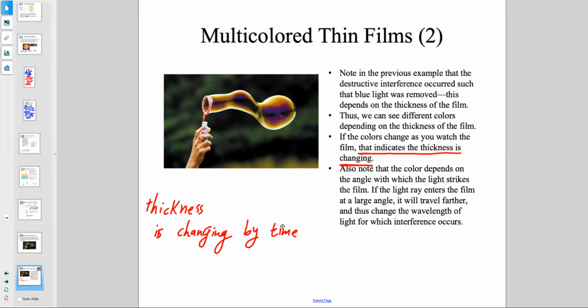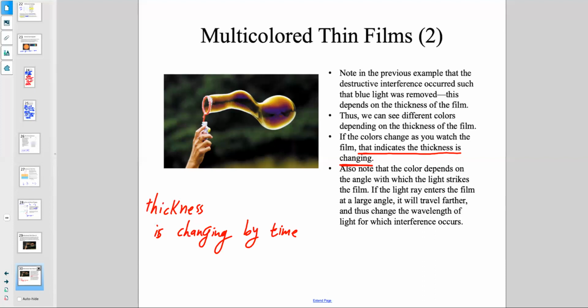Everything depends on the thickness and the index of refraction of this thin film. Also note that the color depends on the angle at which the light strikes. If the light rays enter the film at a large angle, they travel further and thus change the wavelength of the light for which interference occurs.